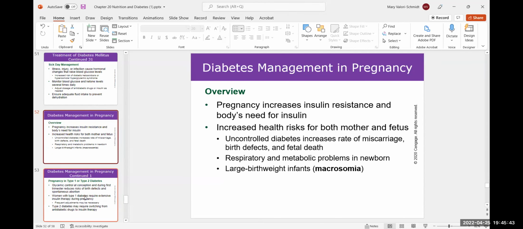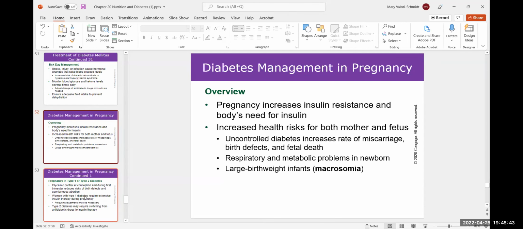When people are pregnant, pregnancy increases that insulin resistance and the body's need for insulin. And there's a lot of risks. Now we're talking about someone who is diabetic when they get pregnant. Gestational diabetes occurs when the mom wasn't diabetic and then develops it while she's pregnant. So they're two different kinds.